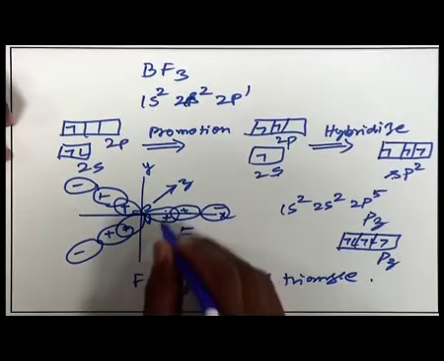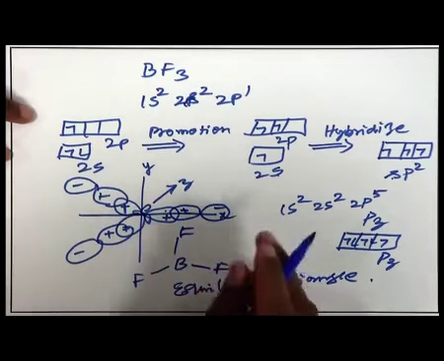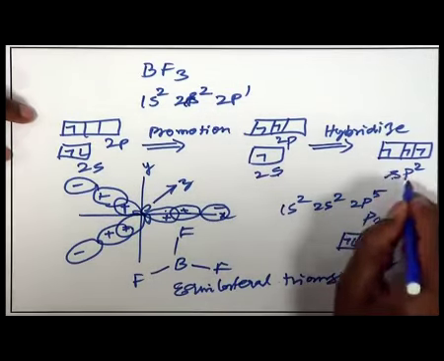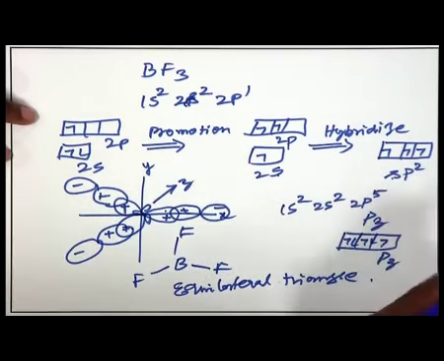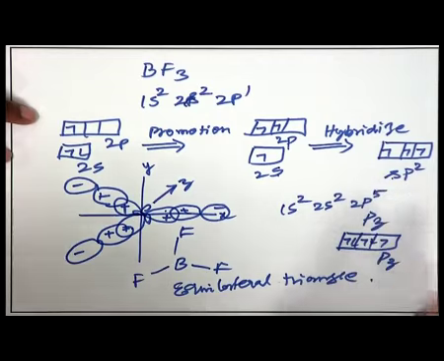These hybridized orbitals have equal energy, containing 1 electron each, and the character is shared by s and p orbitals. So it has 1/3 of the s orbital and 2/3 of the p orbitals. Thank you.